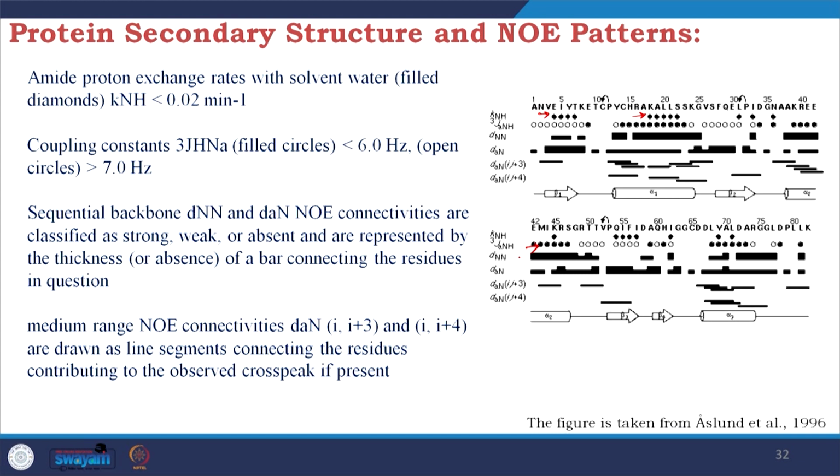Medium range NOE connectivities dαN(i, i+3) and (i, i+4) are drawn as line segments connecting the residues contributing to the observed cross peak, if present. So, you will see that the lines between residues are showing the connectivity.